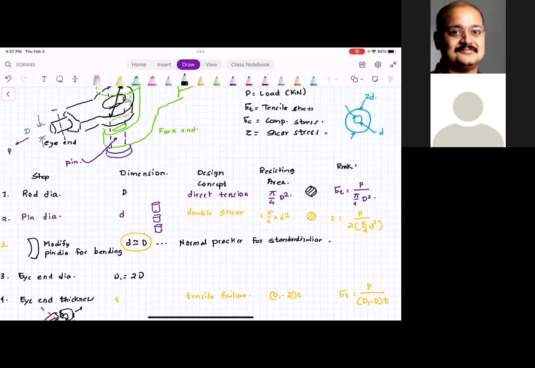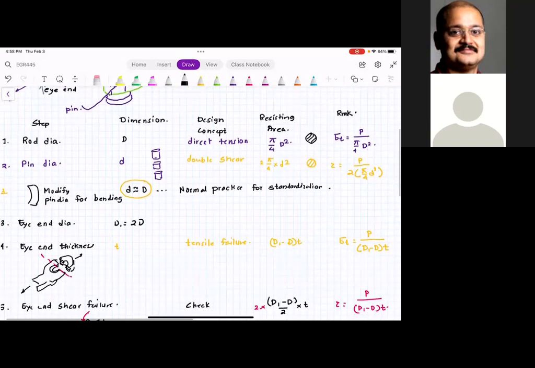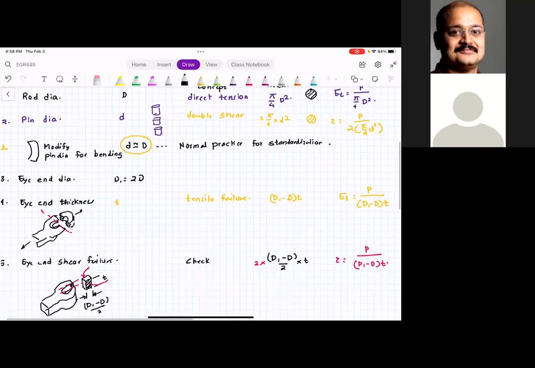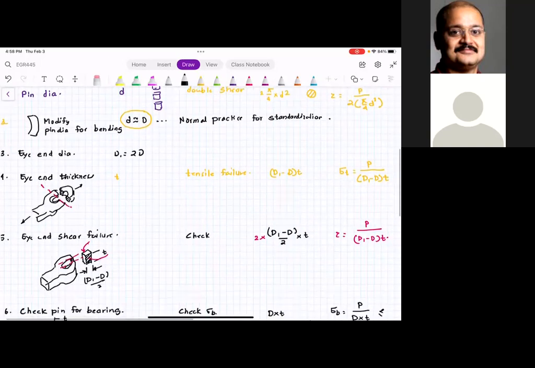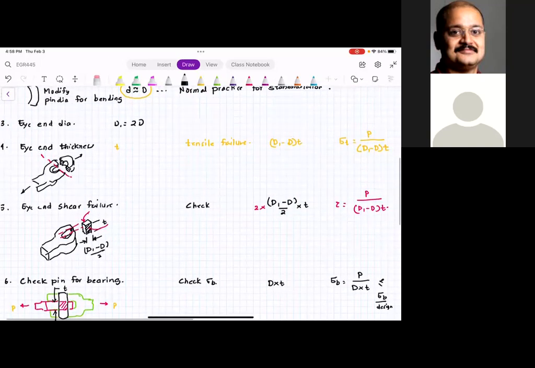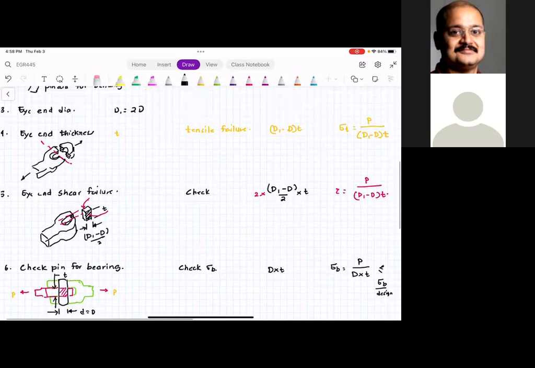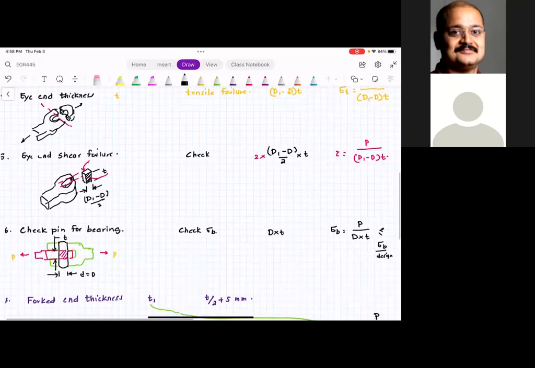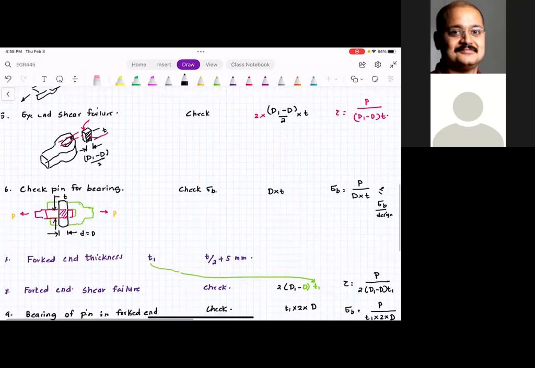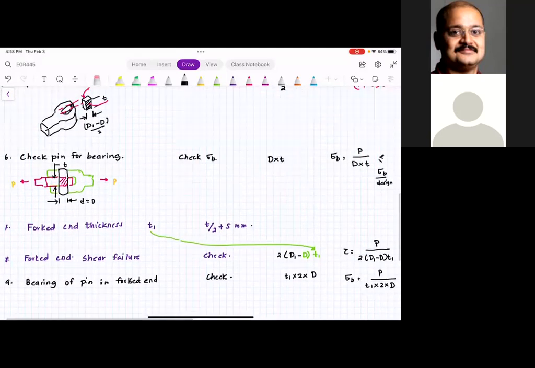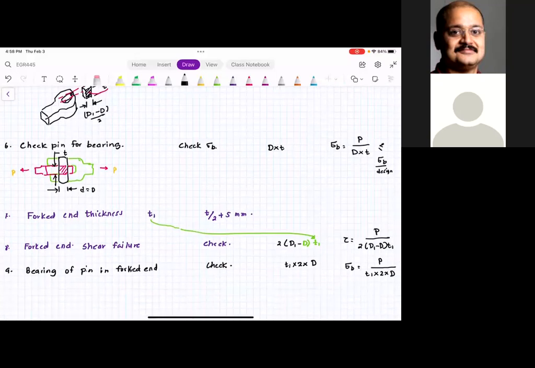I mean, oversize it. Then you have to go for eye end diameter, where the outside diameter of the eye end is twice the inside diameter of the hole. Then you find the eye end thickness. Then you check for eye end shear failure. Then you check the pin for bearing, and then check the fork end thickness, fork end shear failure, and finally you do the bearing of the pin in the fork end.